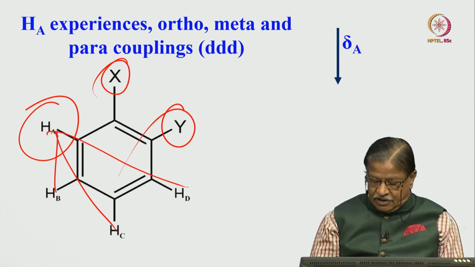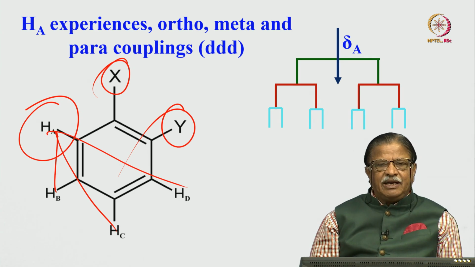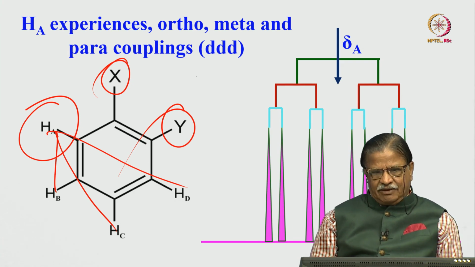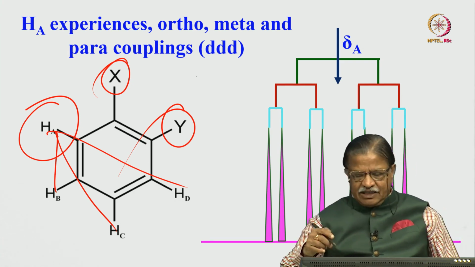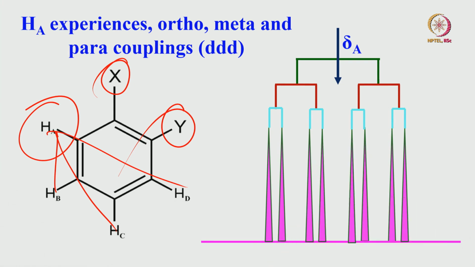So, what is the pattern you expect? You expect first an ortho coupling, and each of the doublet lines is going to be a doublet of doublet because of meta coupling, and each of them is going to be a doublet of doublet of doublet because of para coupling, and this is the pattern you are going to get. You see the point? If you have asymmetrically disubstituted benzenes and look at one of these protons, you are going to get an 8-line pattern, and from the center of the pattern you can identify the chemical shift. This is one ortho coupling, this is meta coupling, this is para coupling, all are different.